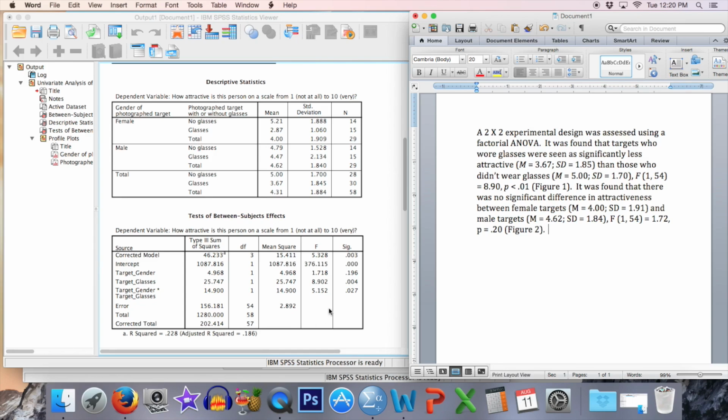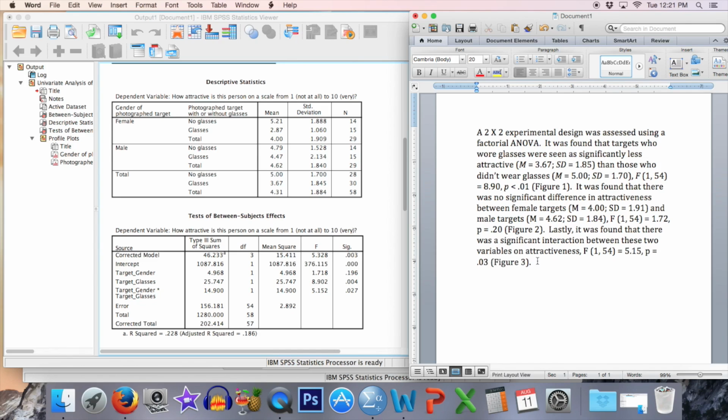Lastly, we want to put in our interaction. So you say, lastly, it was found that there was a significant interaction between these two variables on attractiveness. And so in this case, we already said what the two variables are, so we don't need to be redundant and say it again. But let's go ahead and put in the F statistics. And for interactions, we don't need to put in any means or standard deviations because we're not comparing main effect groups. So in this case, again, we'll put in an F. The DF is the same, 1, 54, because the DF for the interaction, target gender times target glasses, is still 1. The F statistic in this case is 5.15, and the p-value is equal to 0.03. We're also going to put in a figure here as well.